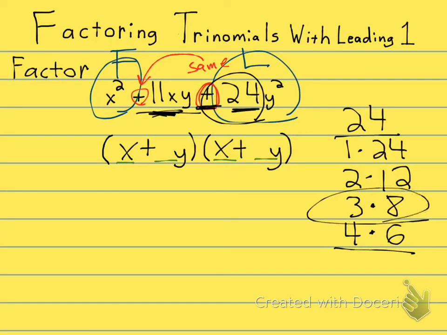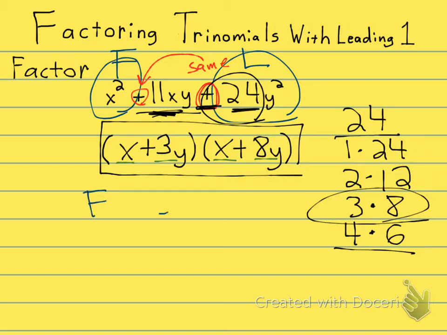Okay, 8 and 3. 8 plus 3 is 11. 3 plus 8 is 11. And 3 times 8 is 24. So here's going to be a 3. And here's going to be an 8. And that's your answer. Okay, if you want to check it, you should go ahead and FOIL it out. Especially if you're taking a test. You want to FOIL this thing out, and you want to find out that you get what you started with.